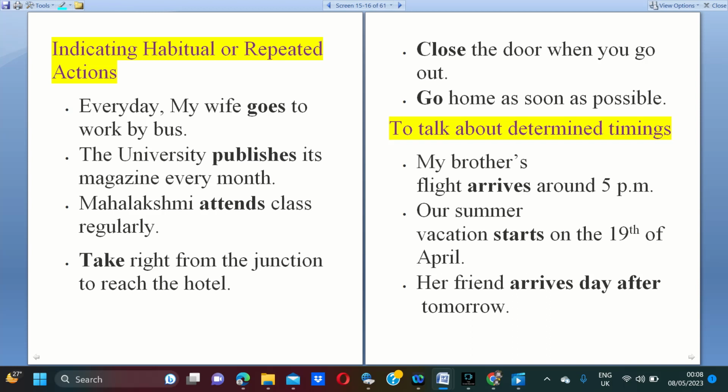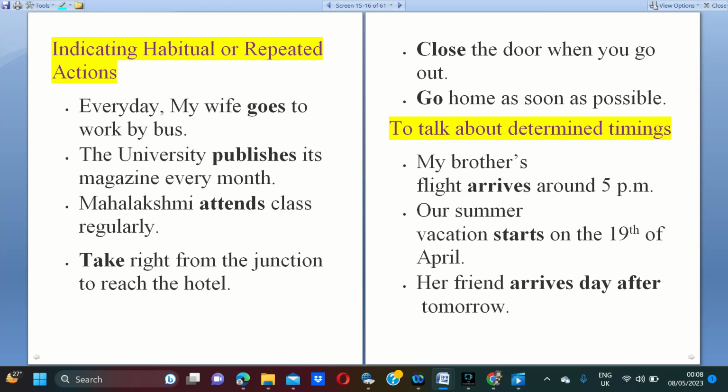Every day my wife goes to work by bus. It is also a habitual action. The university publishes its magazine every month. It is also a repeated or habitual action. Mahalakshmi attends the class regularly. It is also a habitual action. Take right from the junction to reach the hotel. What is here? It is giving instructions. Close the door when you go out. Go home as soon as possible. These are all giving directions.